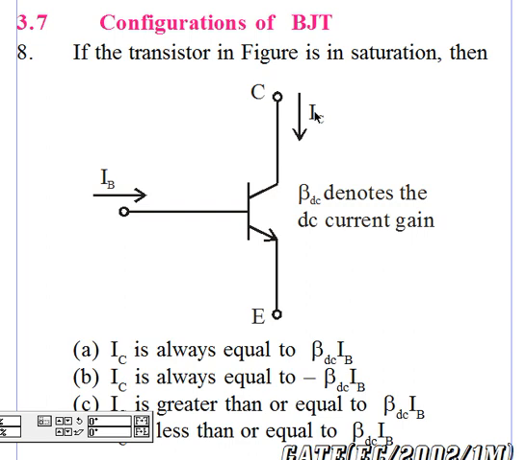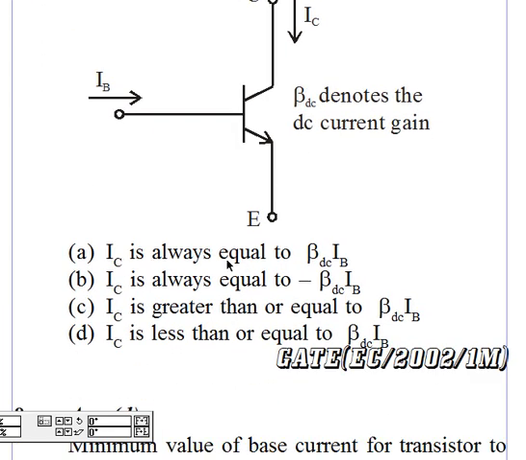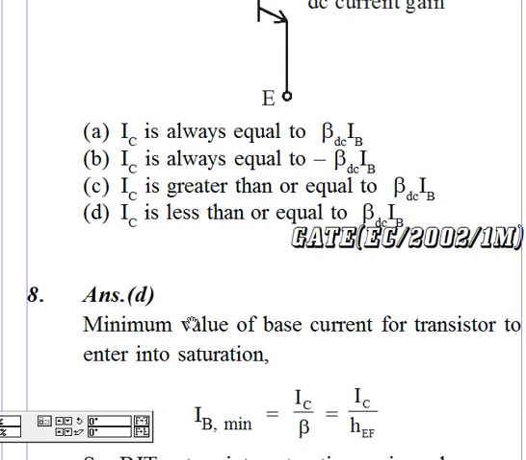For a transistor to operate in saturation, the minimum IB should be equal to IC by beta. So IC is always, no, IC is greater than or equal to, no, IC is less than or equal to this. This D is your answer.